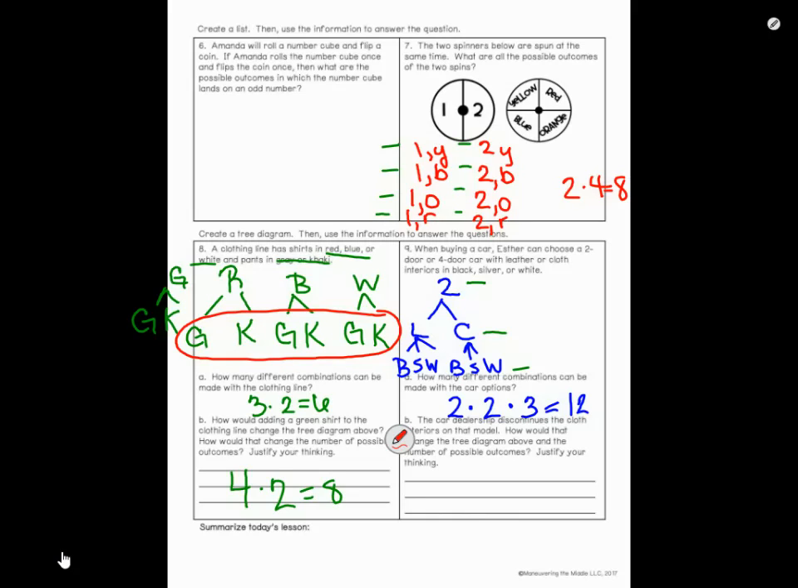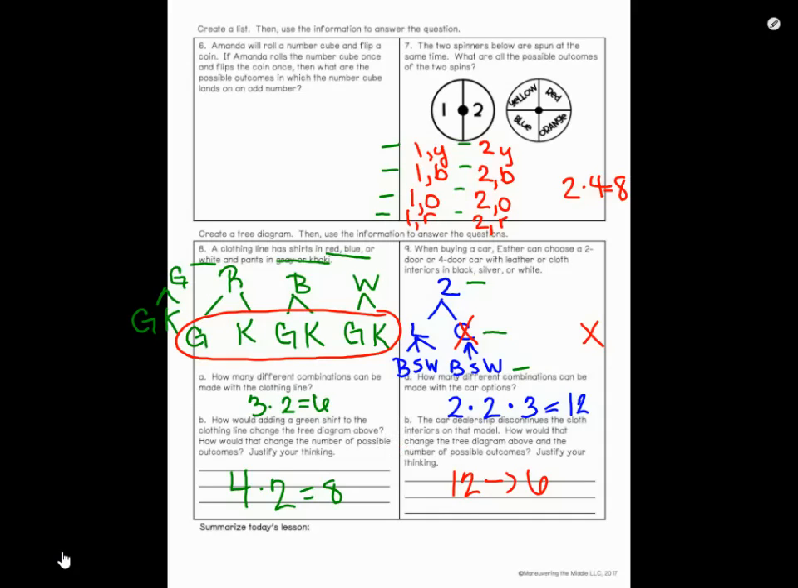Okay? So they discontinued the cloth, so that means that my outcome would no longer be 12. It's going to decrease. All right? So instead of 12 outcomes, let's see, what do I have? Just the cloth. So the cloth is gone, and it would be gone from both sections. So instead of 12 outcomes, it's going to decrease to 6 outcomes. All right. So you only have leather choice, and then you have the 3 colors.